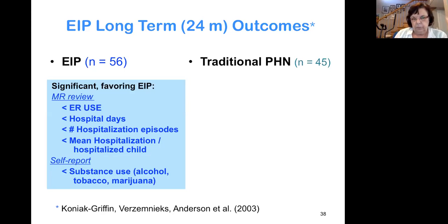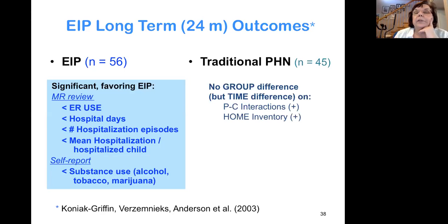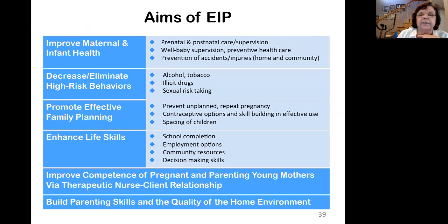And this is what I think helped with the designation of an evidence-based model. So there was less ER use, fewer hospital days, fewer number of hospitalization episodes, and shorter mean hospitalization per every hospitalized child. And self-report, there was less substance use than the traditional group. There were no differences in parent-child interactions, which we had hoped to impact, or on the home inventory. And then just wanted to note that.